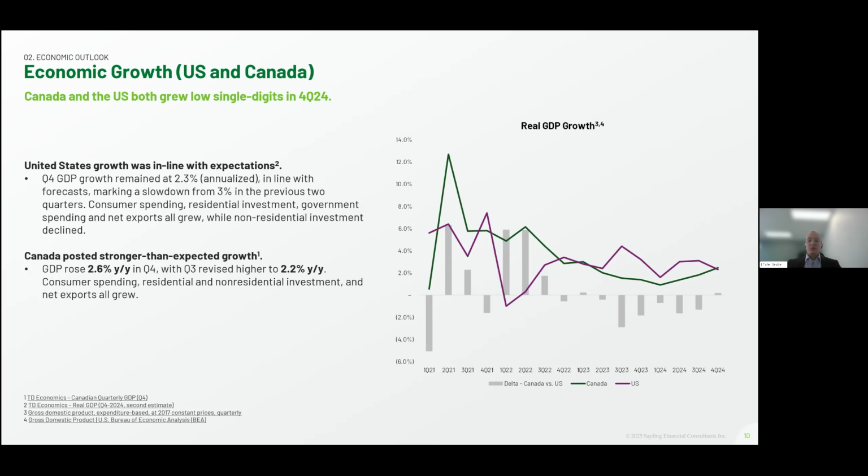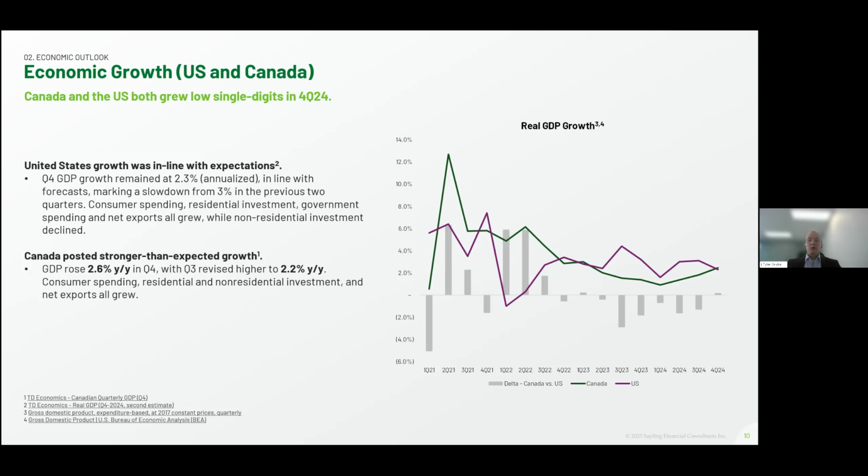Investment trends were mixed. Non-residential investment declined further in the low single digits. However, residential investment was solid at around 5%. As well, government spending picked up 3%, led by federal outlays and state and local spending. And finally, net exports made a slight positive contribution, as exports declined less than expected, while imports fell sharply.